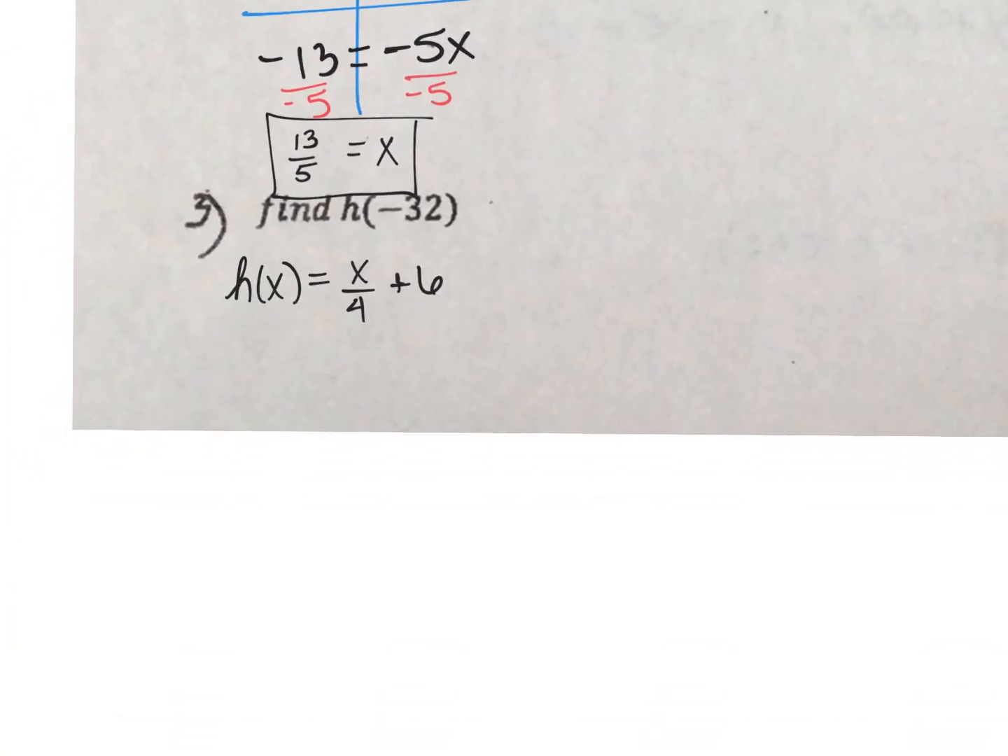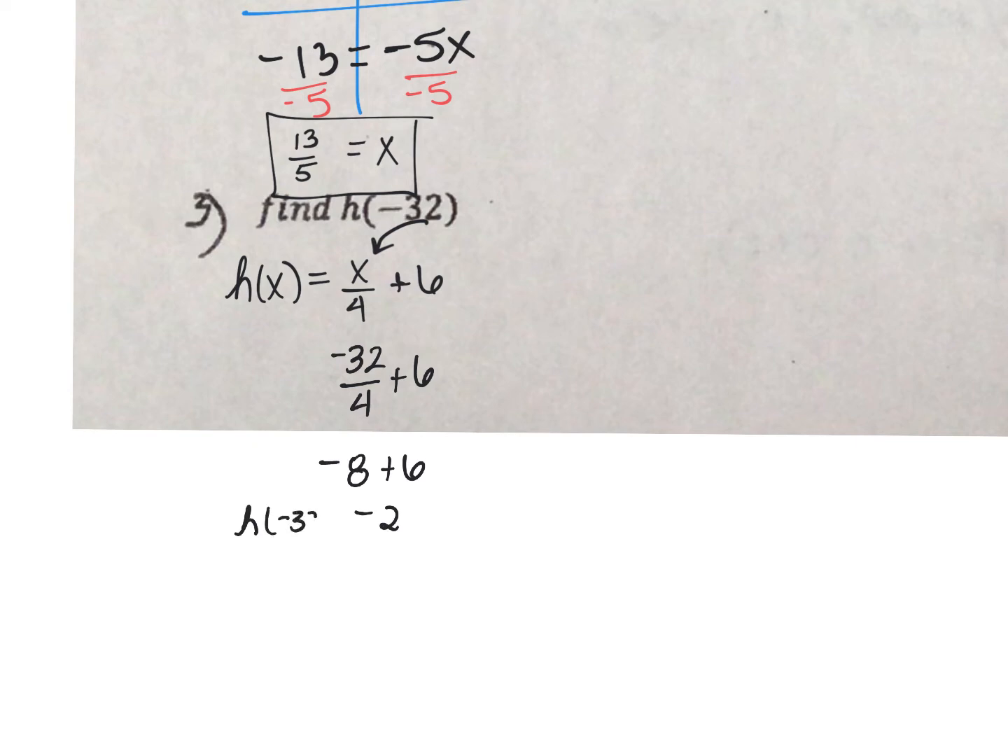So where am I going to put the negative 32? On top of the 4, right? Replace the x with it because it's inside the parentheses. And what is negative 32 divided by 4? Negative 8. And negative 8 plus 6? Negative 2. So h of negative 32 equals negative 2. So in the function h, when the input is negative 32, the output is negative 2.